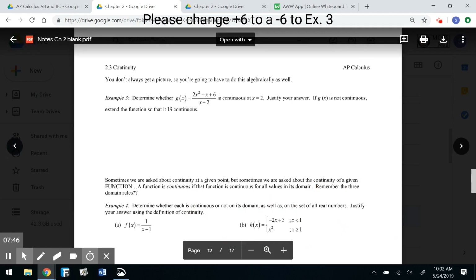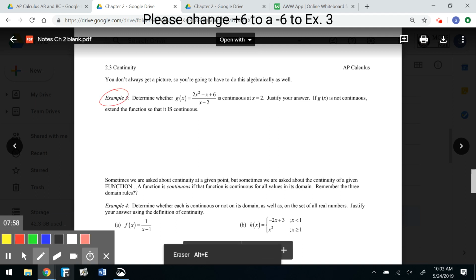Okay, so we don't always get a picture. So you're going to have to do some of this stuff algebraically as well. So let's look at example 3 right here. Okay, you guys? Example 3, determine whether g of x equals 2x squared minus x plus 6 is continuous at x equals 2. Justify your answer. If g of x is not continuous, extend the function so that it is continuous.